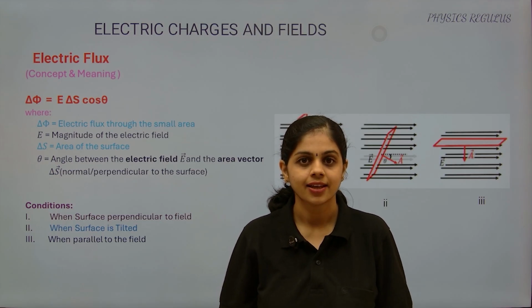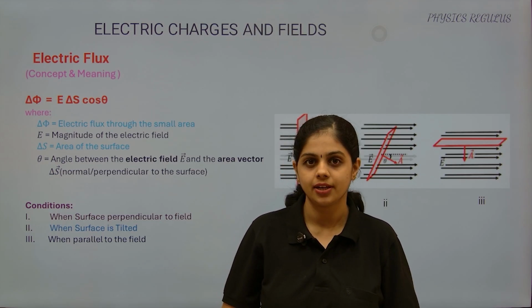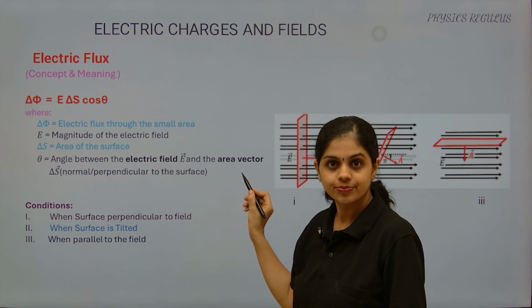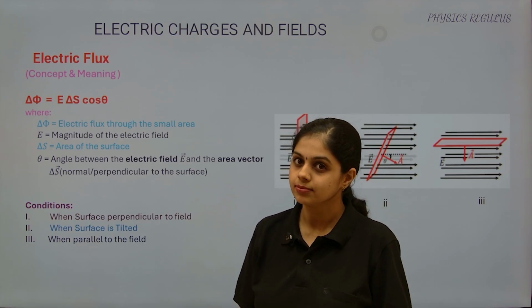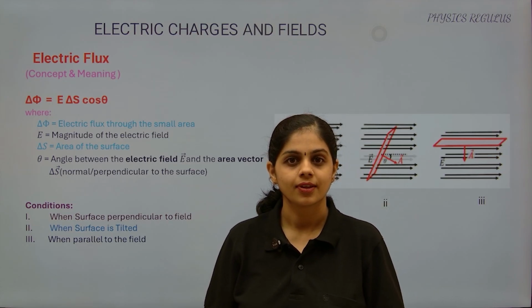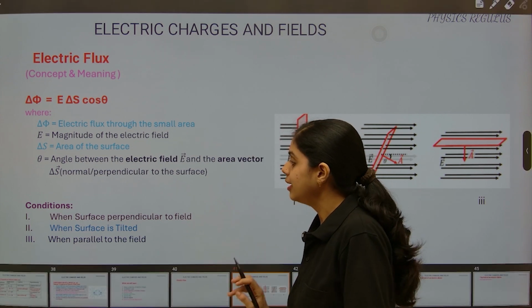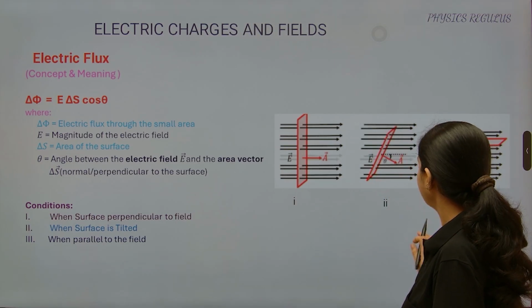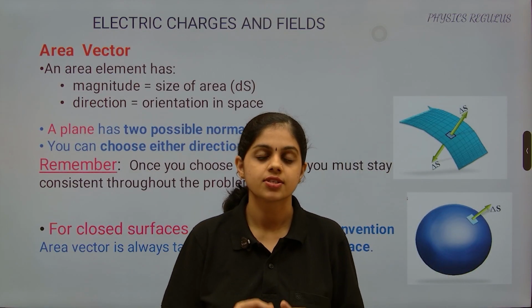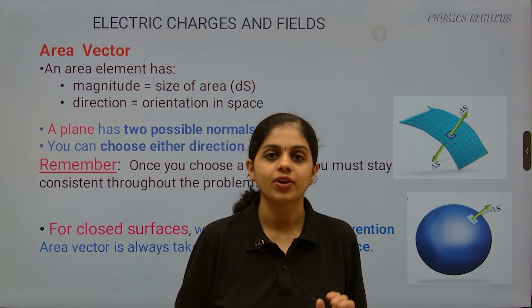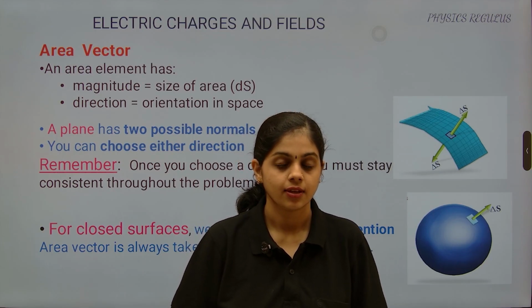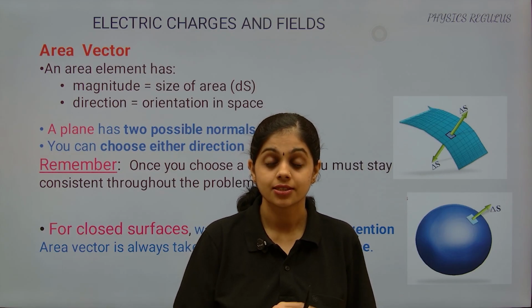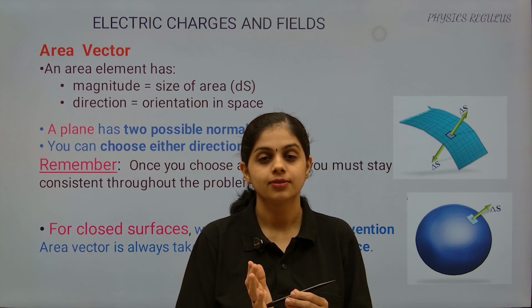We have studied that area is a scalar quantity. But here it is mentioned area vector. How can area become a vector? When we are dealing with wind or flowing water or electric field passing through a given surface, just the magnitude of area is not enough. We also need the orientation of area, that is the direction of surface normal.